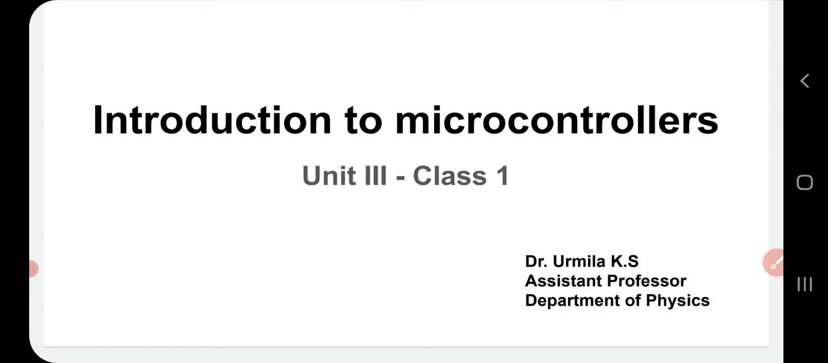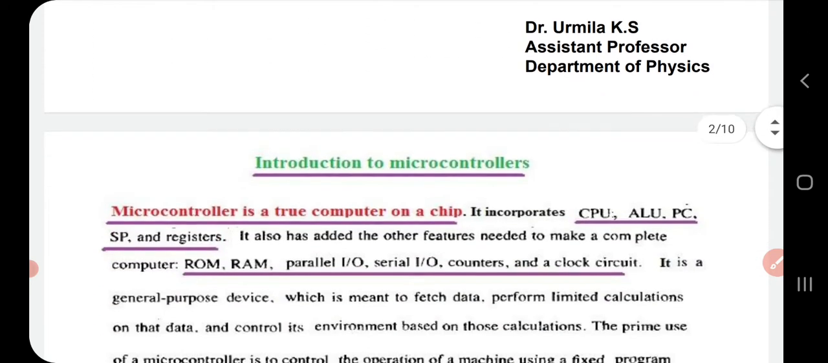So today we will learn about microcontrollers. What are microcontrollers? What is the definition of a microcontroller? What are the various types of microcontrollers available in the market, and so on. Okay, so now let us start.